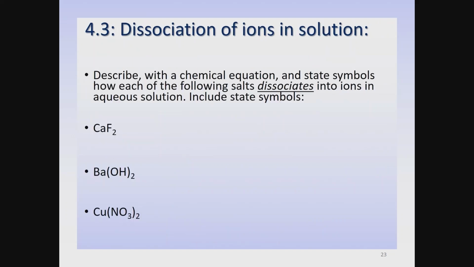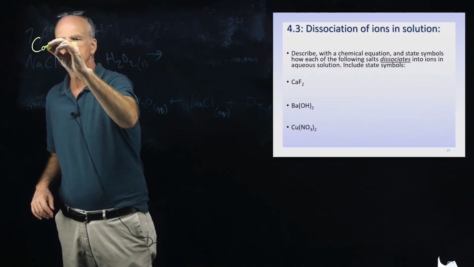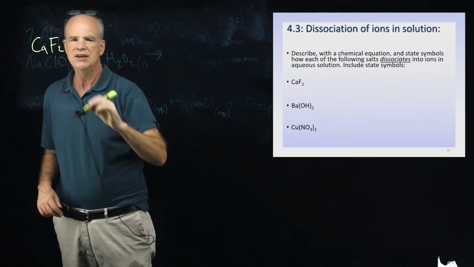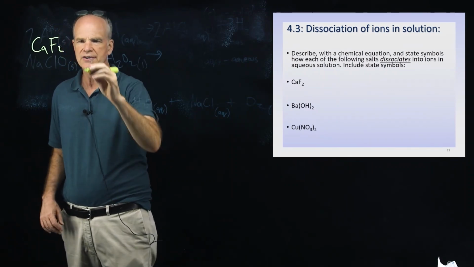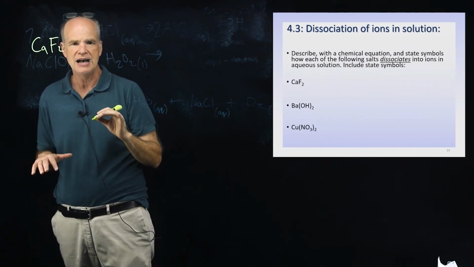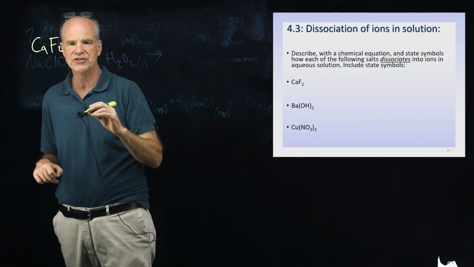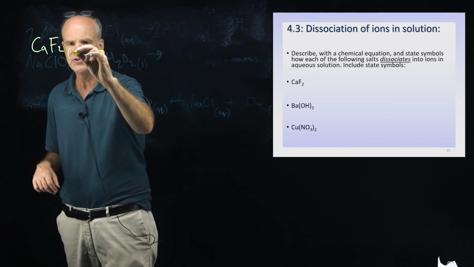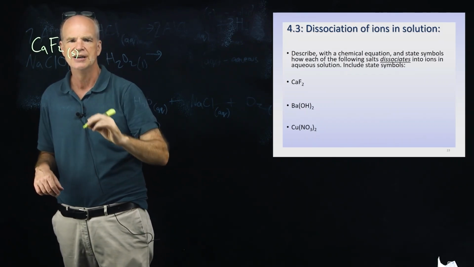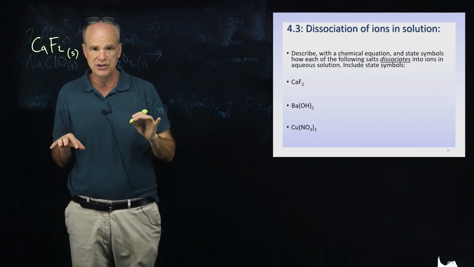So we'll go to the board here. So let's go over that a little bit. Let's say you have calcium fluoride, and let's say you dissolve this in water. First off, the calcium fluoride is a solid salt, so we can indicate that with a state symbol by putting an (s) here. Now, you're going to dissolve it in water.